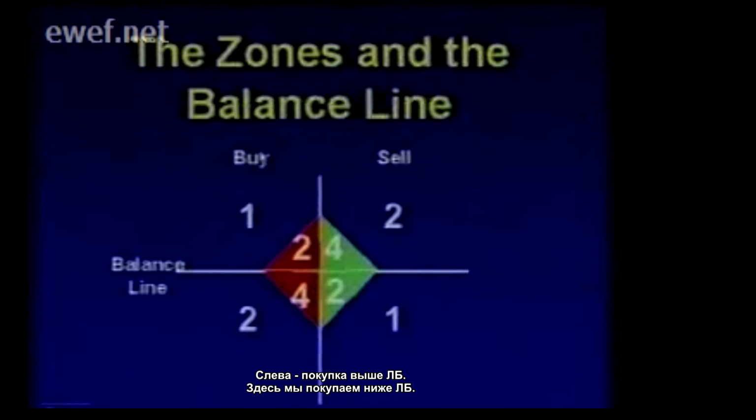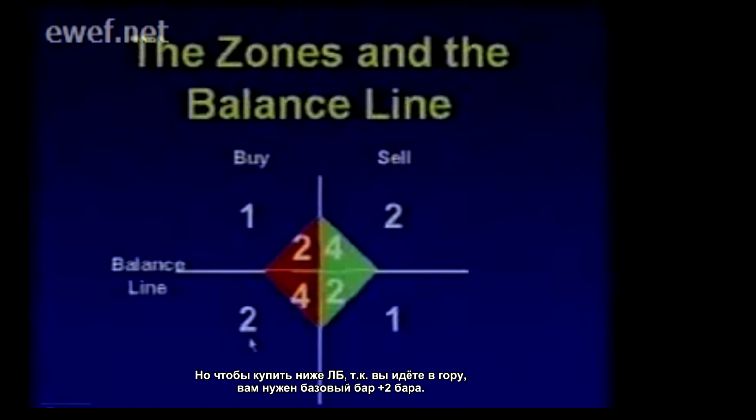So on the left, this is buying above the balance line. Here we're buying below the balance line, selling above the balance line, selling below the balance line. And as we've gone over this week, to buy above the balance line, all it takes is a base plus 1.